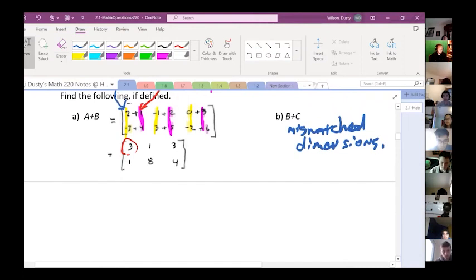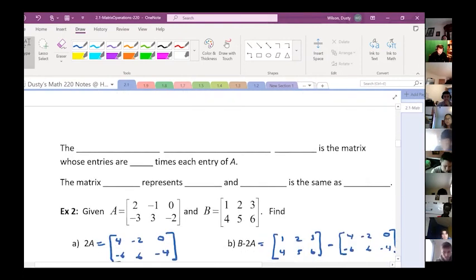To add matrices, you just add corresponding entries. Something's weird in my notes. Oh, I skipped the page. That's what's wrong. All right. So that was if you add, that's pretty straightforward.